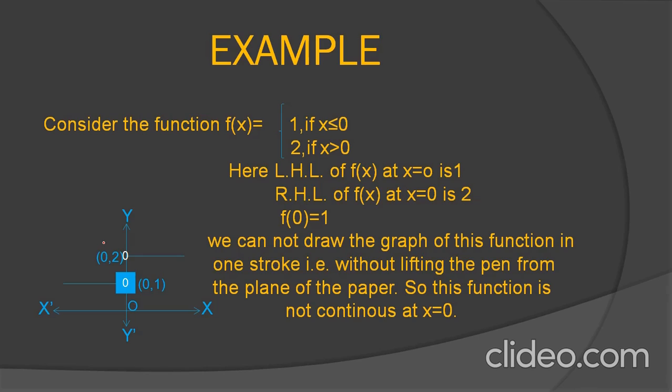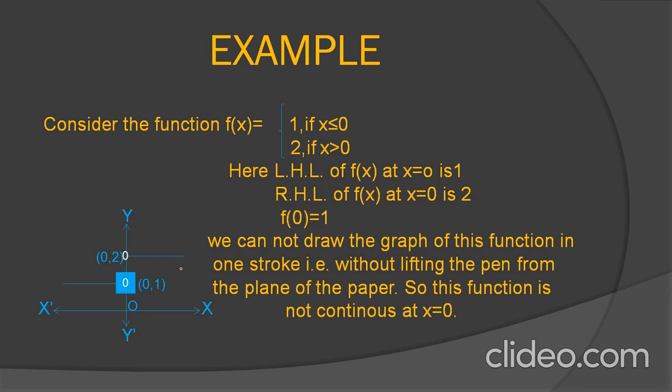From the graph we can see that if we approach 0 from left hand side, that is, from points smaller than 0, such as -1, -0.9, -0.5 and all these points, then the value of the function we are getting is 1.